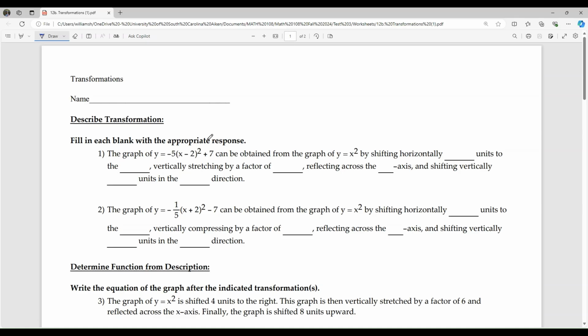All right, I'm going to review the worksheet here just to give you a little extra because that was a quick lecture. So the worksheet for this particular section, I'll read the first question. To fill in the blank, it says the graph of y equals negative 5 times (x minus 2) squared plus 7 can be obtained from the graph of y equals x squared by shifting horizontally. Okay, so it wants us to look at the horizontal shift first. Horizontal shifts are on the inside here. So the horizontal shift part will be made up from this minus 2. Now the minus part actually means we shift it to the right.